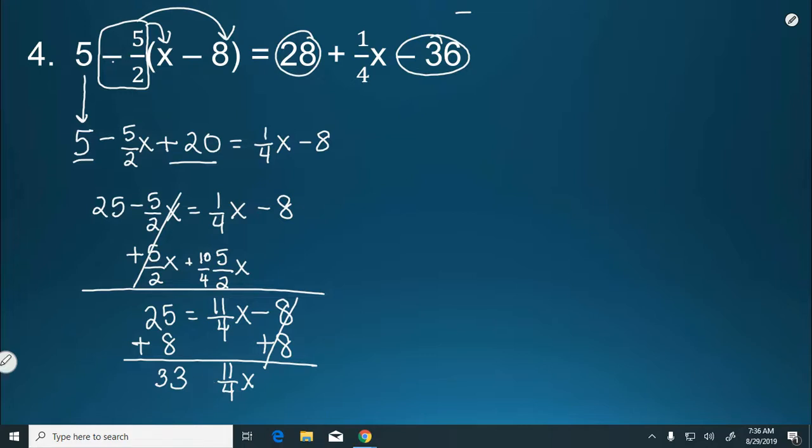And last, using the multiplication inverse property, I multiply by 4 elevenths, cancels these out, multiply by 4 elevenths. And this actually winds up being very nice because 11 goes into 33 evenly. 33 divided by 11 is 3, and 3 times 4 is 12. So our final answer is x equals 12.